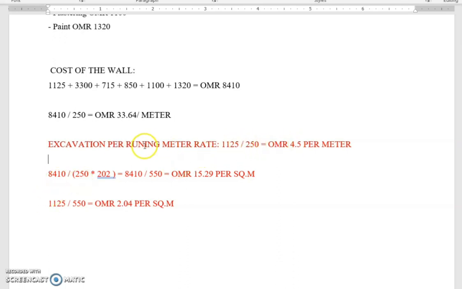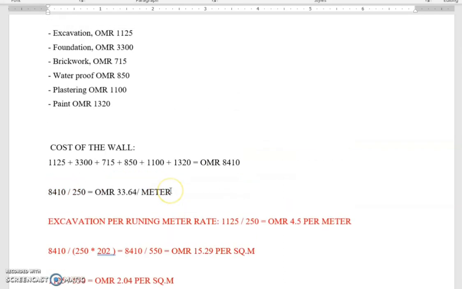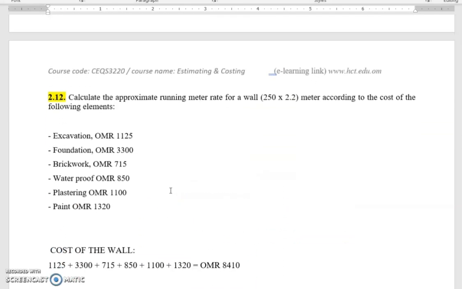Okay, why do we want to ask about this one, excavation per running meter? Because sometimes maybe you have to know the question yourself. I think you know it because we have explained this in the previous class.